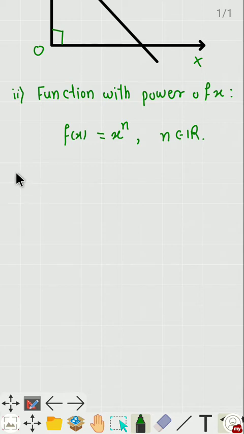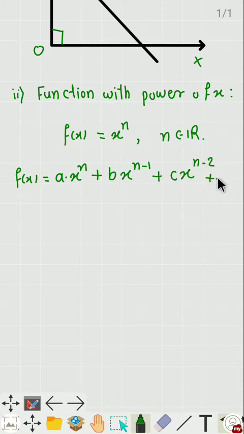The general form of such a type of function is like this: a into x raised to the power n plus b into x raised to the power n minus 1 plus c into x to the power n minus 2 plus dot dot dot. So this is the extension or general form of such type of function. A, B, C are constants.